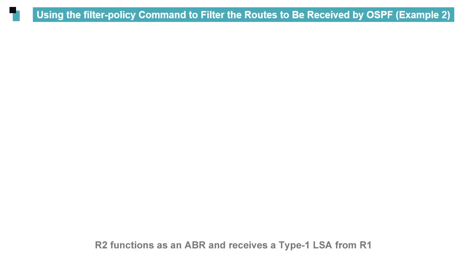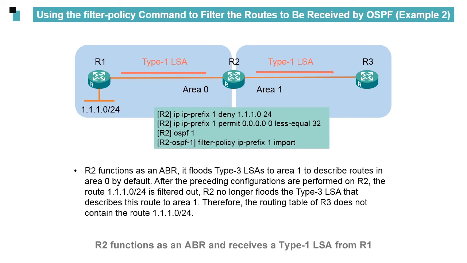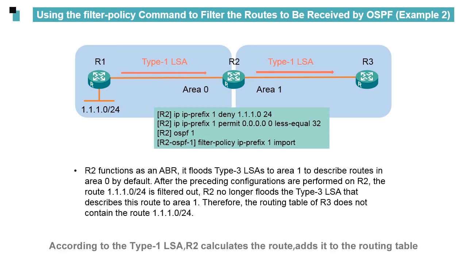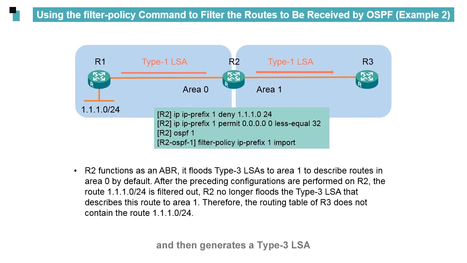R2 functions as an ABR and receives a Type 1 LSA from R1. According to the Type 1 LSA, R2 calculates the route, adds it to the routing table, and then generates a Type 3 LSA. If the commands shown on this slide are run on R2, this route is filtered out. Therefore, R2 does not generate a Type 3 LSA for this route, and R3 cannot learn the route 1.0.0.0/24.